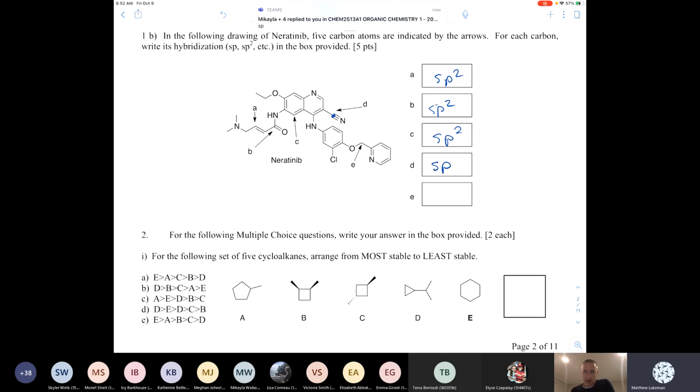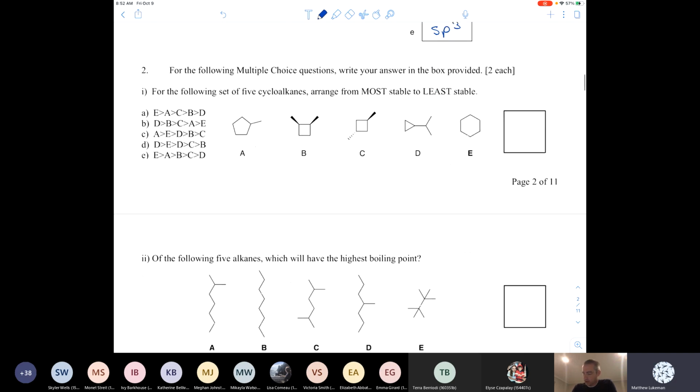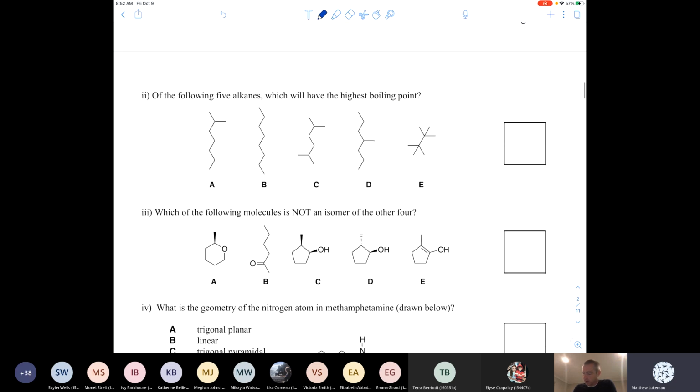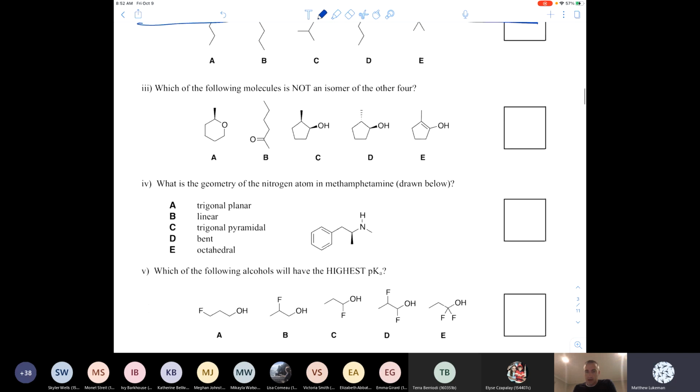E, we have that carbon in between the oxygen and the ring. It has a single bond to oxygen, a single bond to the ring, and it's got 2 bonds not shown to hydrogen. sp3. If it's all single bonds, you're going to see sp3. I'm going to cross out that one because we haven't gotten there yet. Cross out that one, haven't gotten there yet.